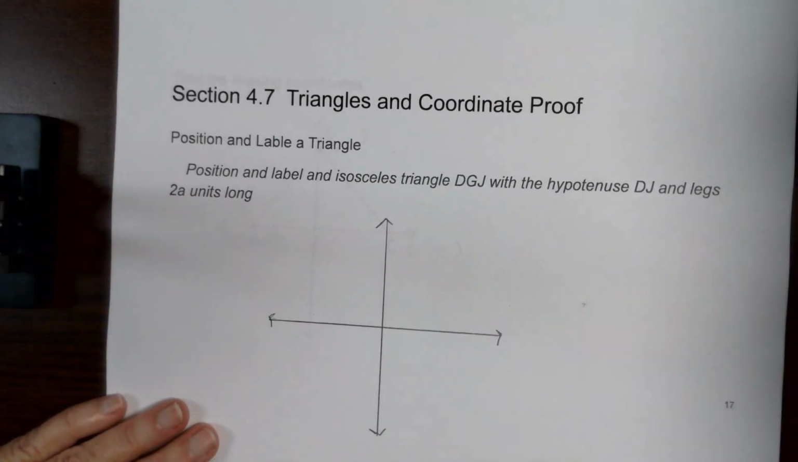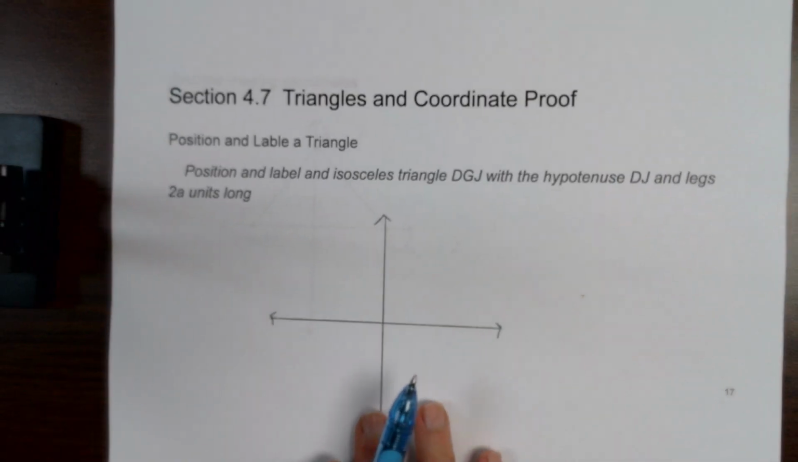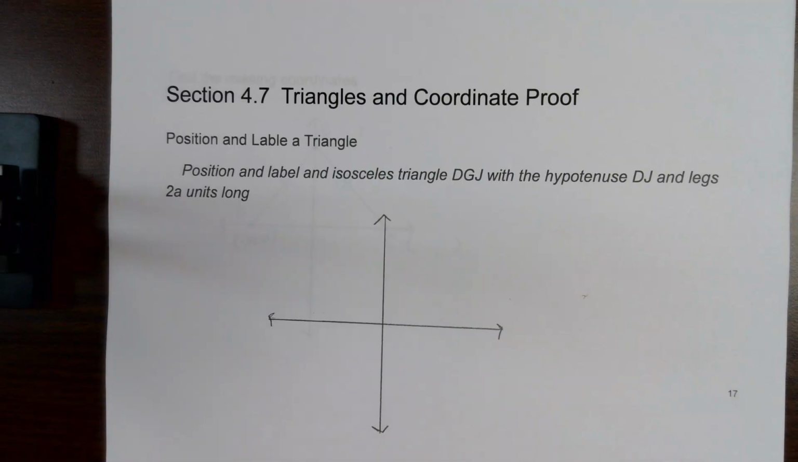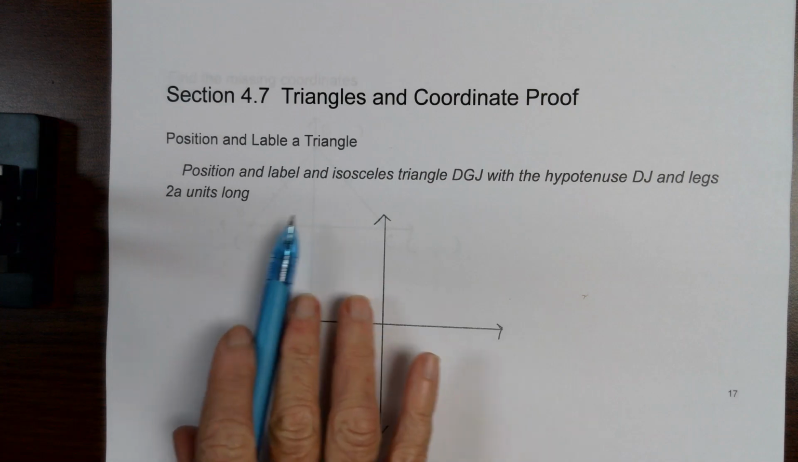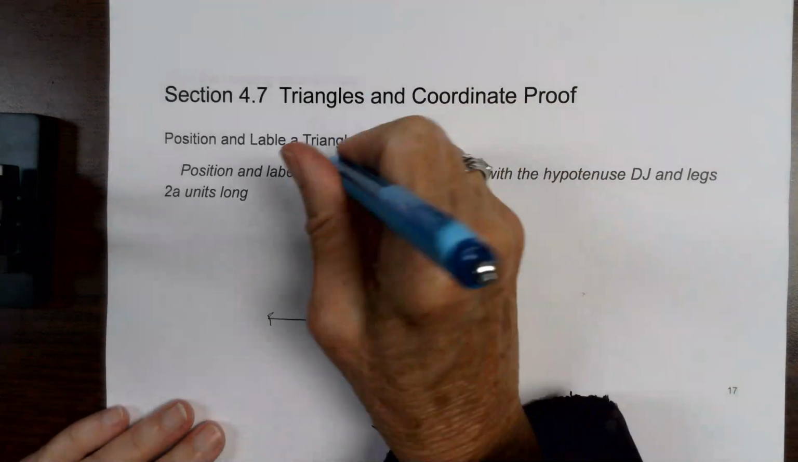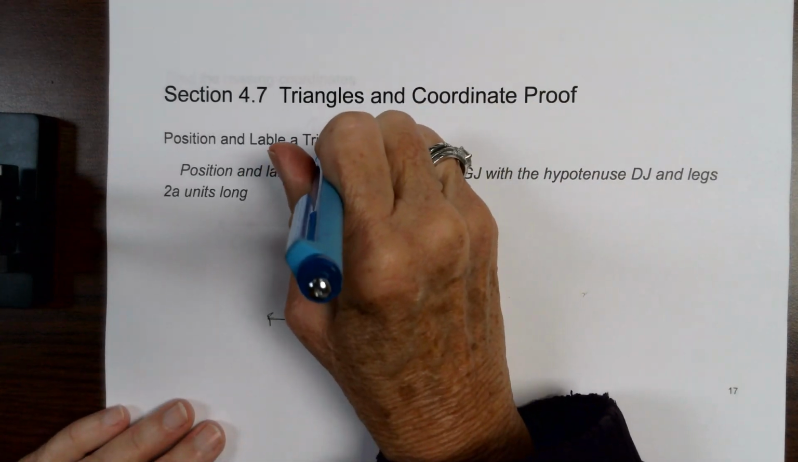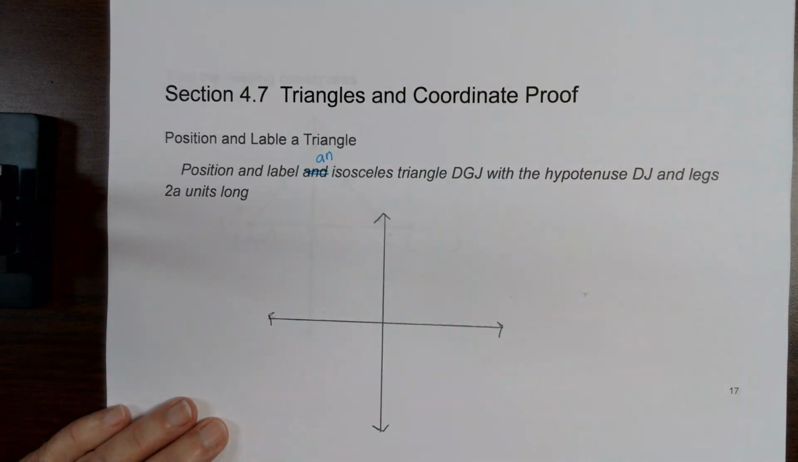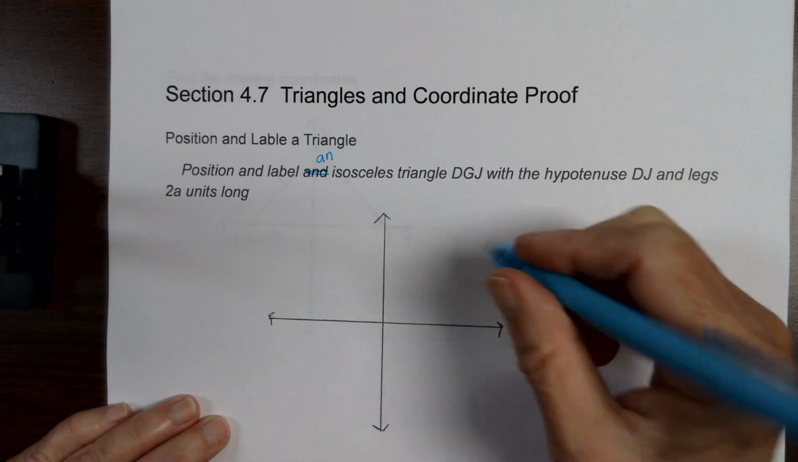Section 4.7 has to do with triangles and coordinate planes. One of the things that you have to do is be able to position and label a triangle. So for instance, position and label an isosceles triangle DGJ with a hypotenuse DJ and the legs 2a units long.